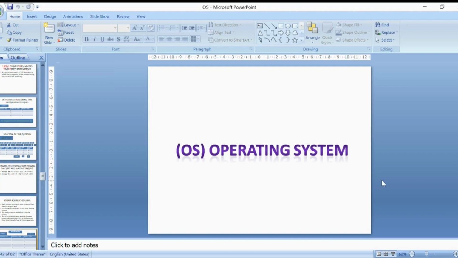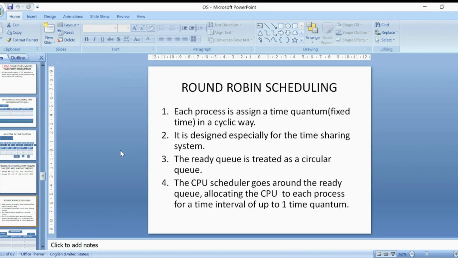Today, I am going to continue operating system from where I had left. Today, I am going to continue from round robin scheduling. What is round robin scheduling?